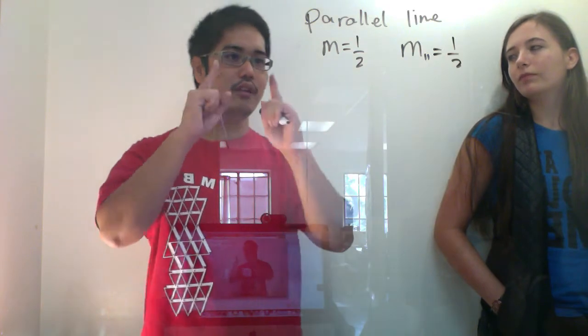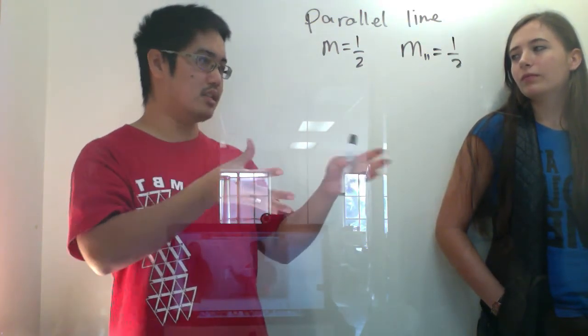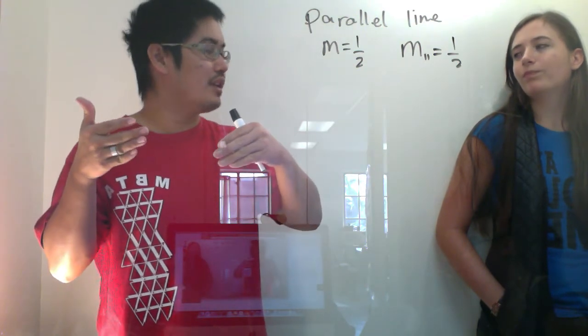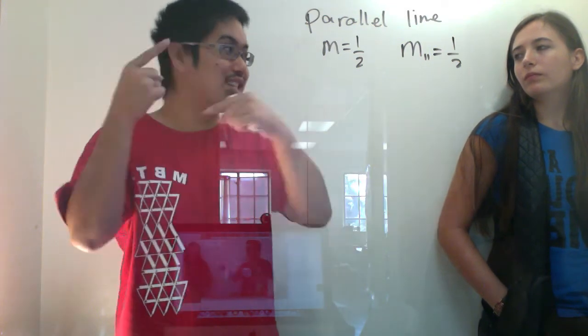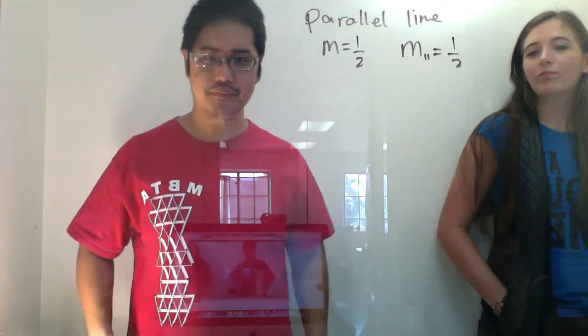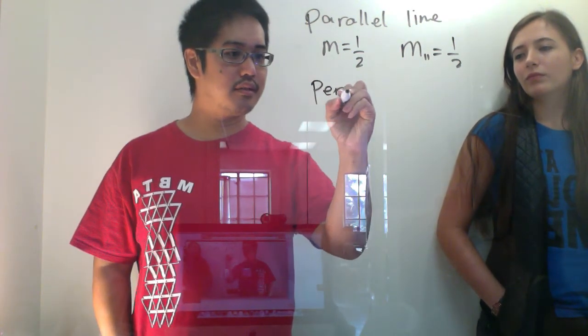Exactly. So if I give you a line and I ask what is a line that is parallel to this line, then you would say, okay, well, let me figure out the slope of that first line. And then I know that whatever the slope of this parallel line, it has to be the same as the slope of the first line. Cool? Are we cool with that? Everyone good? Awesome.